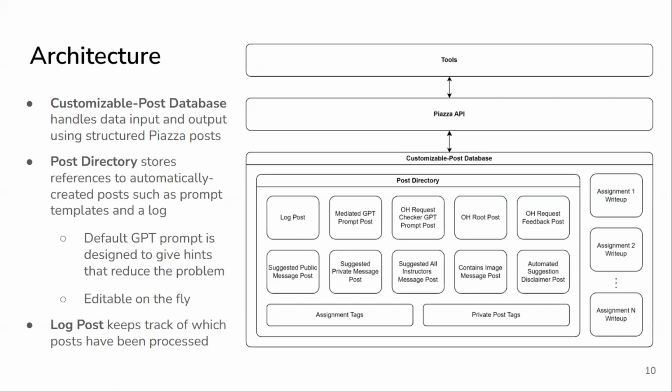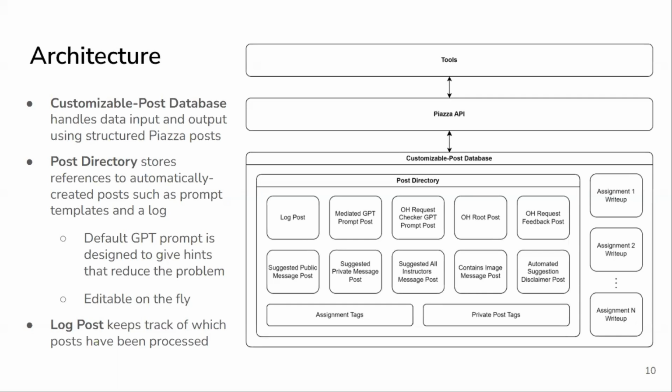So there are different components of this customizable post database. The post directory essentially contains links to a bunch of information that the tool uses. As an example, this mediated GPT tool that we saw has a prompt that it uses to send to GPT. It has a log post that captures which posts have already been processed by our tool.